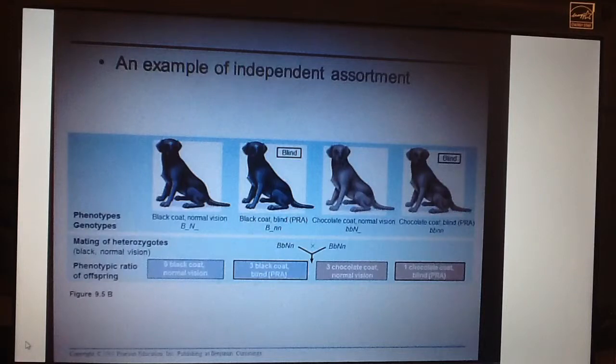What happened when they crossed these animals is they created the same ratio that Mendel found, which is 9 dominant, 3 dominant for one and recessive for the other, 3 recessive for one, dominant for the other, and then 1 which is completely homozygous recessive for both traits. Now, that ratio gives, again, the indication that we understand meiosis and we're using the dihybrid cross.